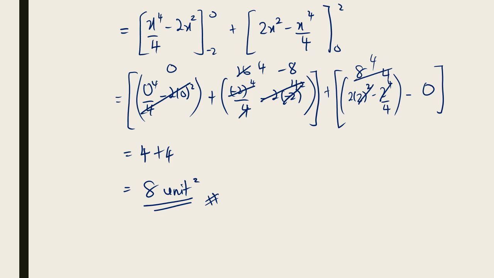So the first area will be 4, the other area will be 4. So the total area will be 8. We have to separate because the top function changes at 0.